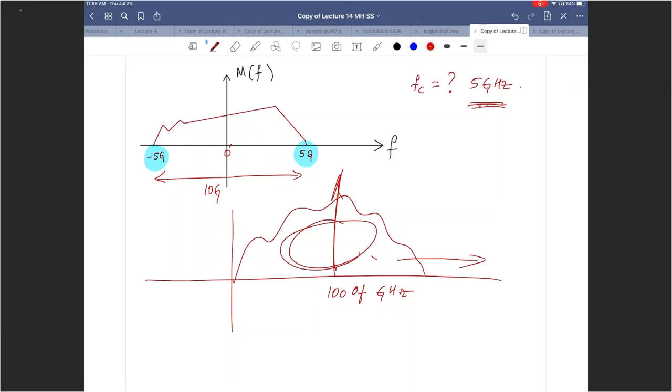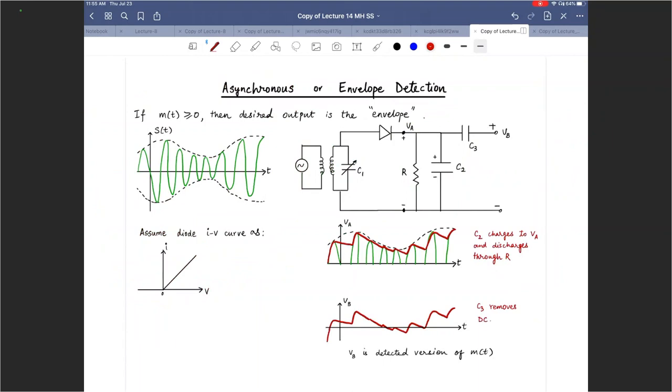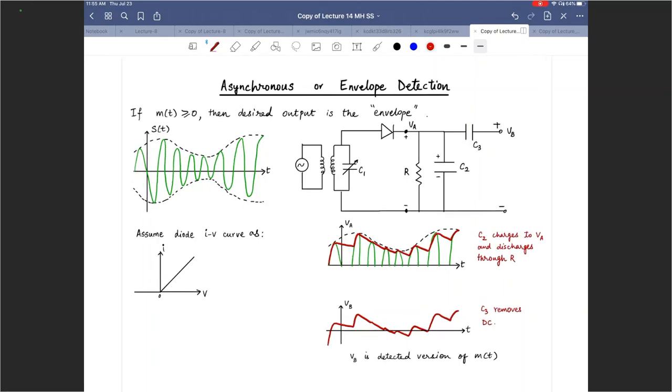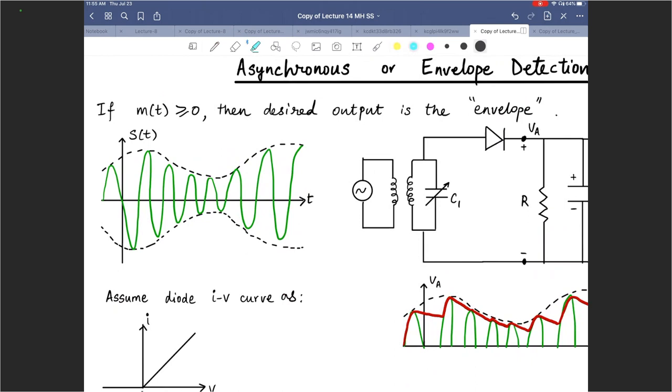All right, let's move on here. Asynchronous detection or envelope detection. Over here, we desire this: M of t has to be greater than or equal to 0. Why is that? If you don't do this, then this piece will go below 0.